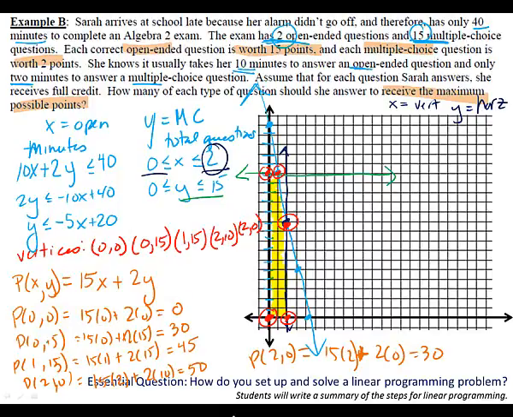So, what's her best case scenario? What should she answer? 2, 10. Which one gives her the most points? 2 open-ended and 10 multiple choice. So she should answer 2 open-ended and 10 multiple choice questions, and that will get her the highest score on the test. Okay, so let's write that in there.